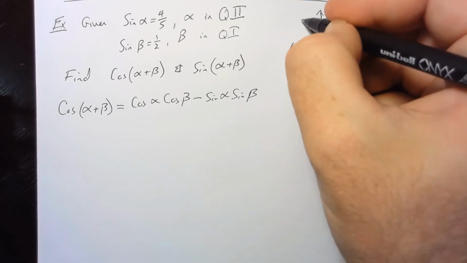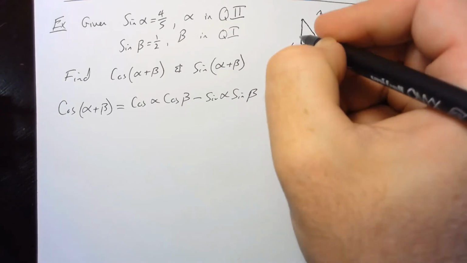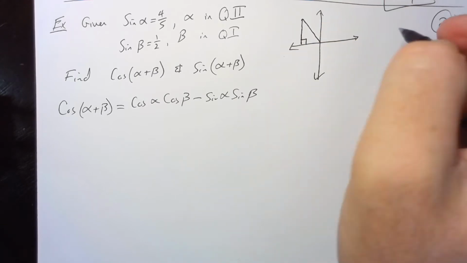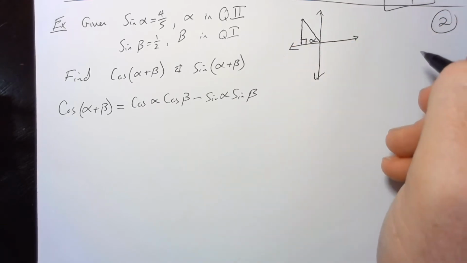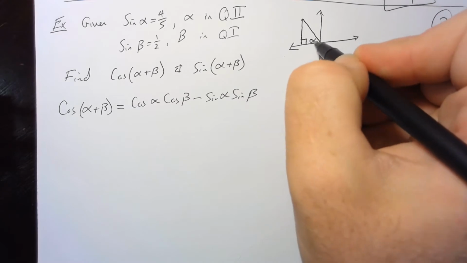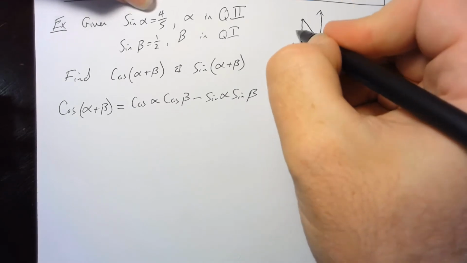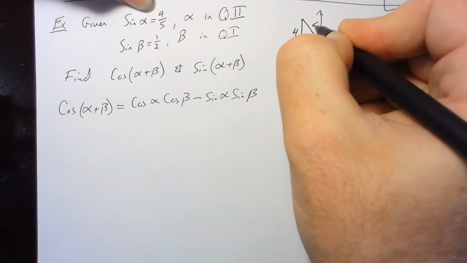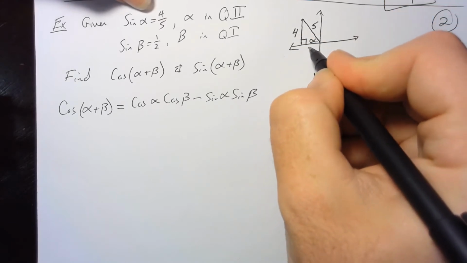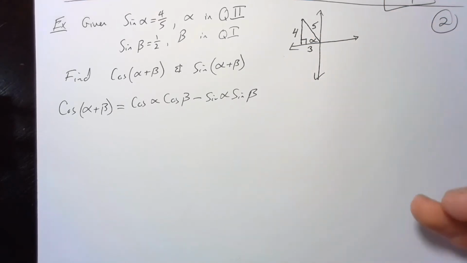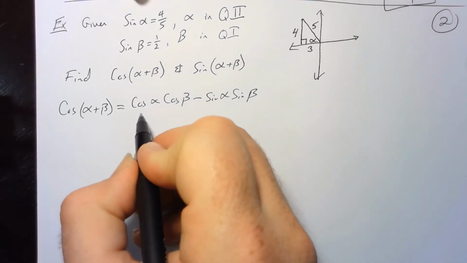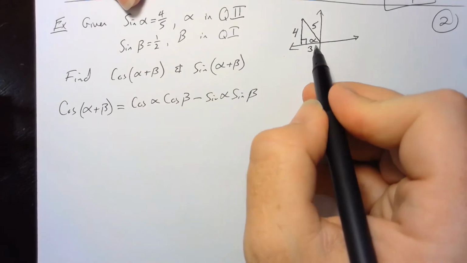There's my hypotenuse. Always drop the perpendicular back to the x-axis. There's my 90-degree angle. This would be my alpha. Knowing that my alpha is there, sine of alpha is 4/5. It's opposite over hypotenuse. I can solve for the missing side. The missing side is going to be 3. It's one of those special Pythagorean triples. Therefore, I know what cosine of alpha is going to be now based on that triangle.